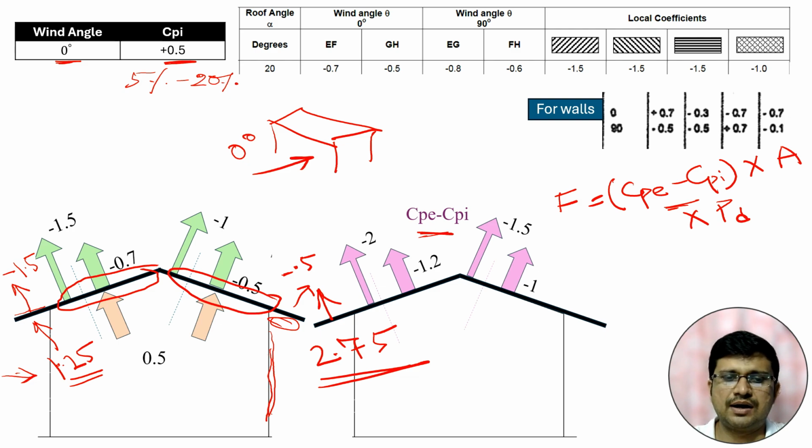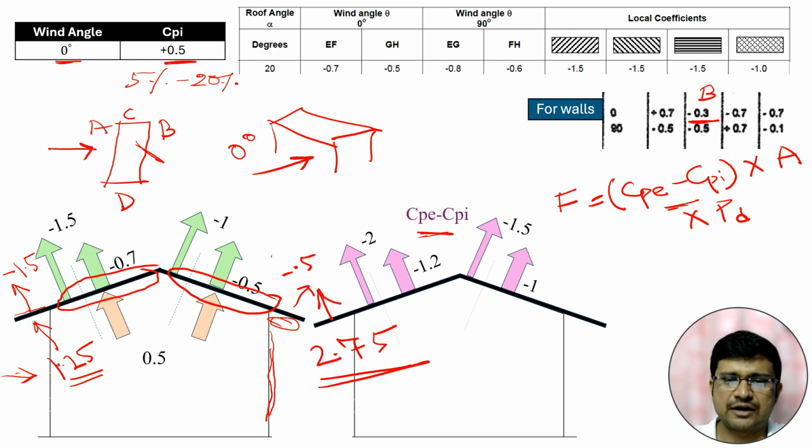Now our wind angle is 0 degree. That means wind is coming from this direction. So our roof is actually adjoining with this particular wall. This wall is B. This is A, this is B, this is C and D. So for B, the CPE value is minus 0.3. For 0 degree wind angle, the CPE value for B is minus 0.3.